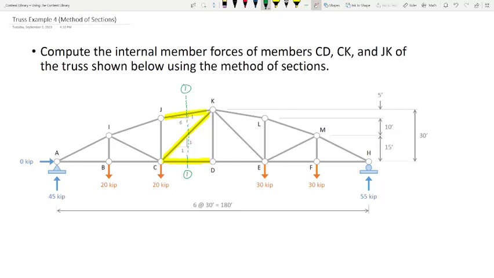Can anybody think of a potential environment where the method of sections might have an advantage over the method of joints? Something you might be experiencing as a senior? The FE exam. So on the FE exam, you might see a truss like this and they're asking for the force in this member, just cut a section. So, okay, what we're going to do is redraw the free body diagram.